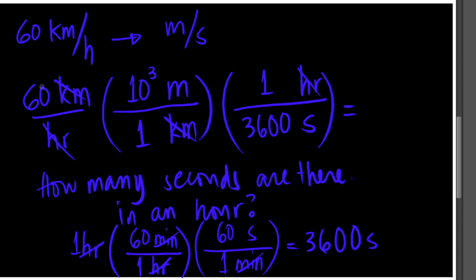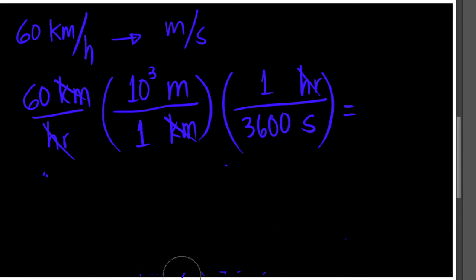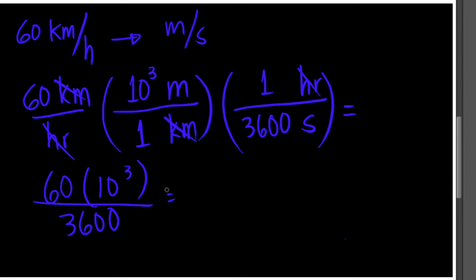And to solve this, 60 times 10 raised to the 3 divided by 3,600. Please take note of that. Okay, so to simplify this equation, that is 60 times 10 raised to 3 over 3,600, which is equal to 16.67 meters per second.